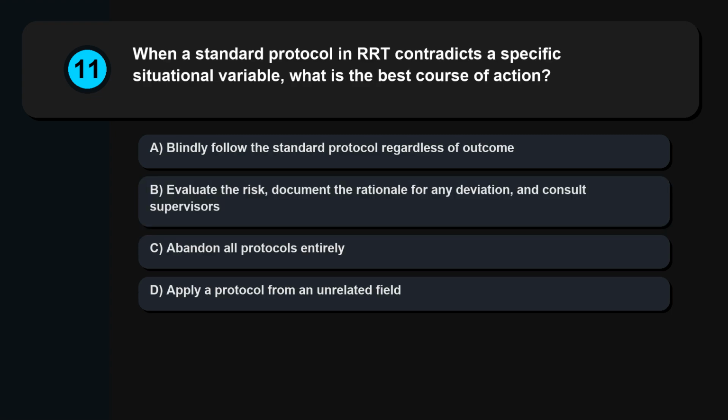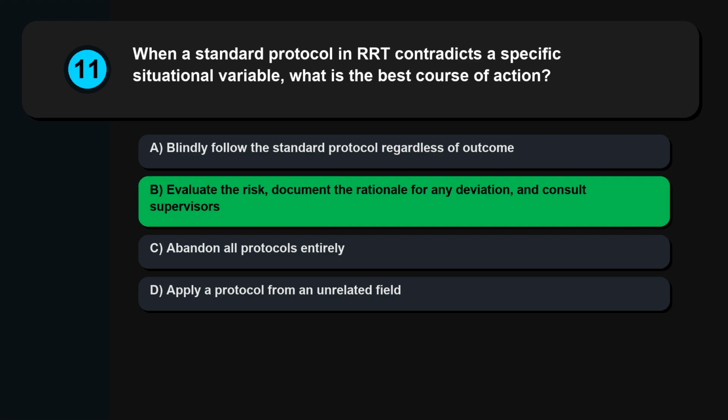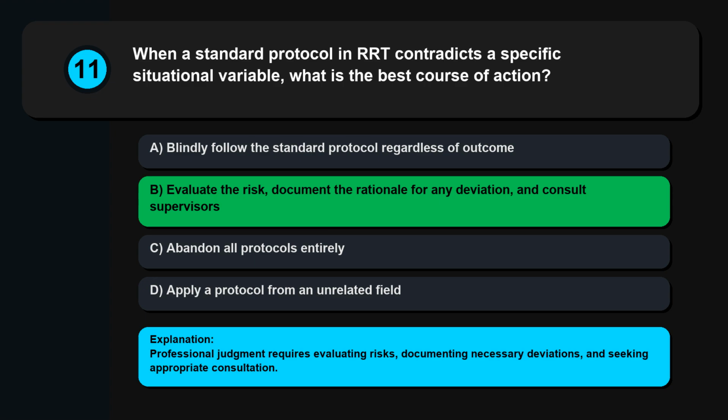Question 11. When a standard protocol in RRT contradicts a specific situational variable, what is the best course of action? Blindly follow the standard protocol regardless of outcome. Evaluate the risk, document the rationale for any deviation, and consult supervisors. Abandon all protocols entirely. Apply a protocol from an unrelated field. Professional judgment requires evaluating risks, documenting necessary deviations, and seeking appropriate consultation.